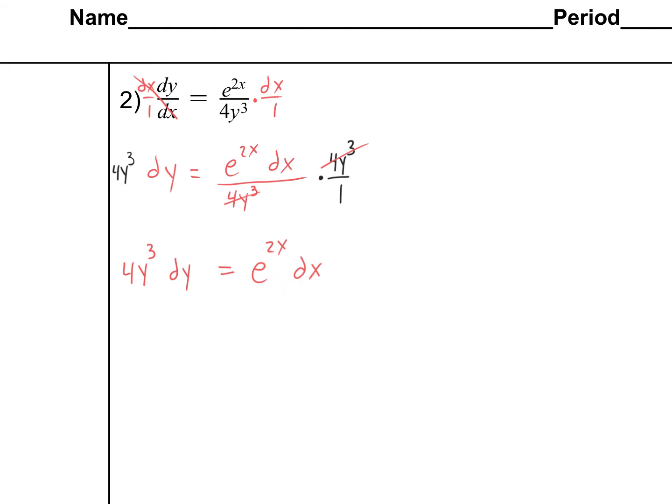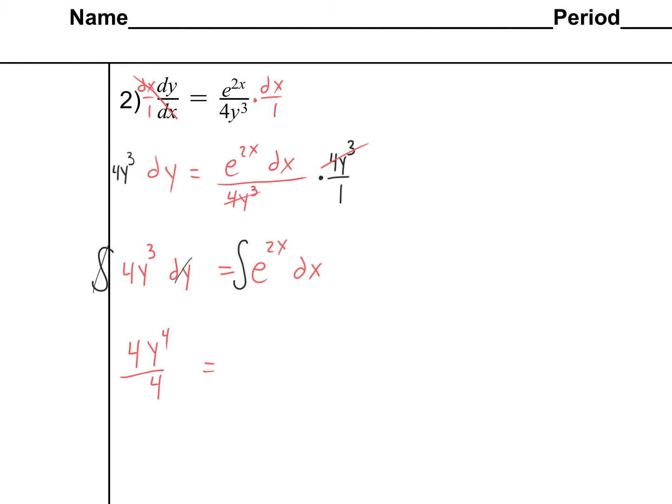All right, second step, we put a big elongated S in front of each side. We're going to integrate both sides. So we have two indefinite integrals. We simply find the antiderivative. So on the left, this 4 comes along for the ride. I need to take the antiderivative of y to the third. That's a power rule. So that becomes y to the fourth over 4. When I take the antiderivative, of course, the notation drops out. That's why we have that second step, so we can get rid of the notation.